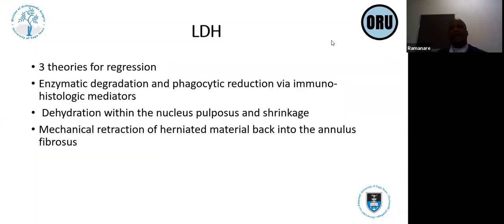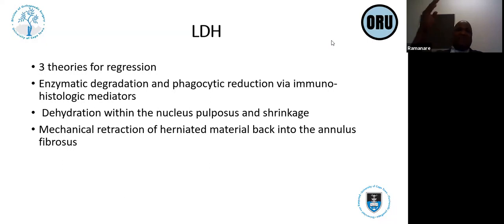Looking at why this happens, the most accepted theory is that with the sequestrated disc, there's no annulus covering that nucleus, and that allows phagocytes and macrophages to adhere to that area and then cause reduction via an immunohistological process.